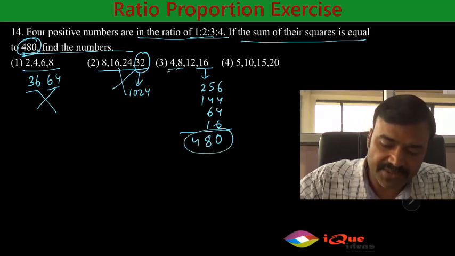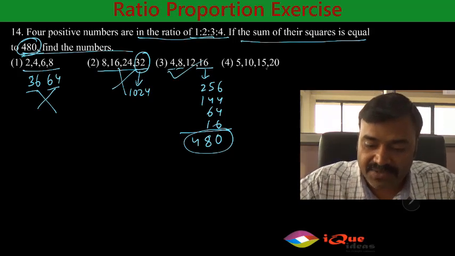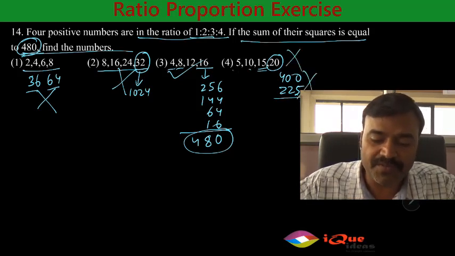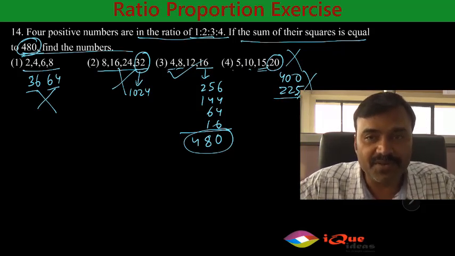Perfect. So this is the correct answer. And the last one you could have rejected because 20 square is 400 and 15 square is 225. That is 625. So you don't need the other two. This is anyways wrong because the sum has to be 480. Alright. So this is one very good way of doing this question.